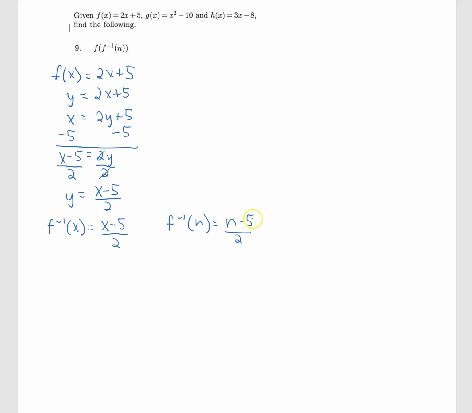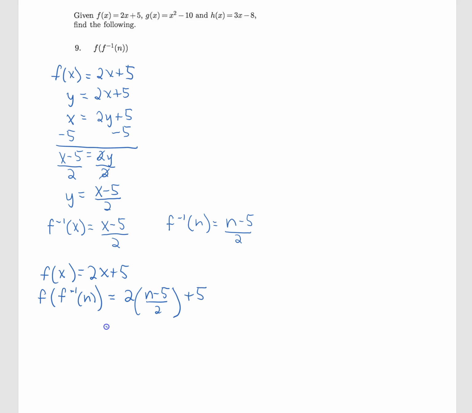Now we want f of the inverse of f of n, so what we do is plug in this as our variable in f of x. So again, if f of x equals 2x plus 5 from our question, we're plugging in this term for x in this statement. So this means that f of f inverse of f of n equals 2, our x is now n minus 5 over 2, plus 5.